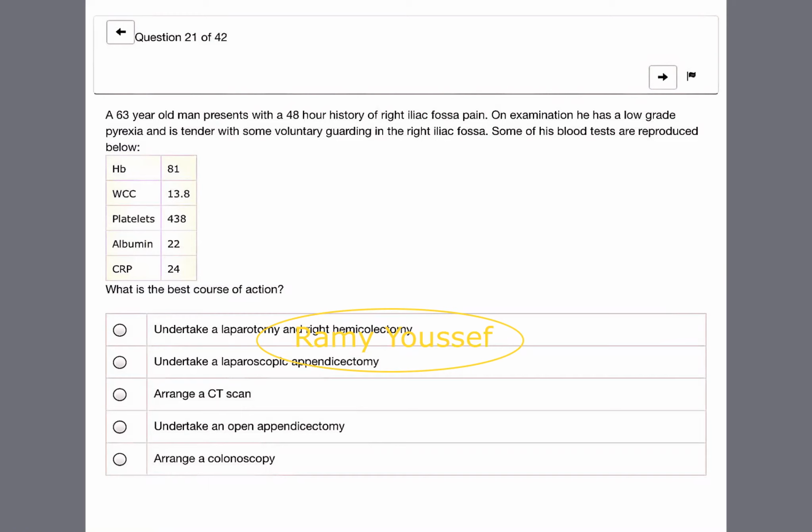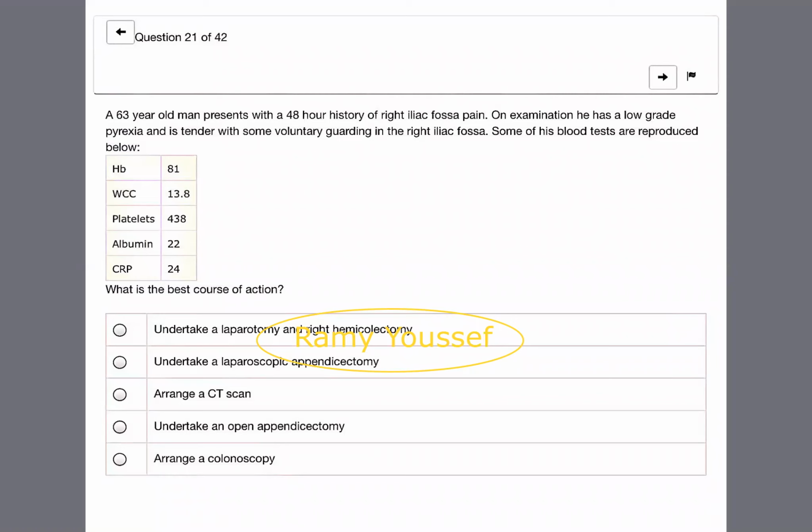A 63-year-old man presents with a 48-hour history of right iliac fossa pain. On examination, he has a low-grade pyrexia and is tender with some voluntary guarding in the right iliac fossa. Blood tests: hemoglobin 81, WBCs 13.8, platelets 438, albumin 22, CRP 24. What is the best course of action? A. Laparotomy and right hemicolectomy, laparoscopic appendectomy, arrange for CT scan, open appendectomy, or arrange a colonoscopy.